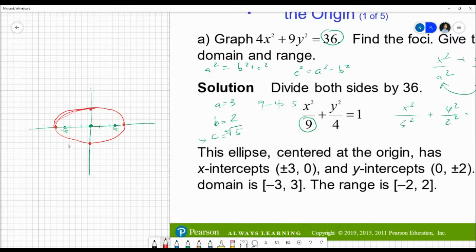To get the domain and range, it's fairly easy. Just find out where the tips of these points are. So here we have -3 to 3, and here we have -2 and 2. So that's my domain and range.